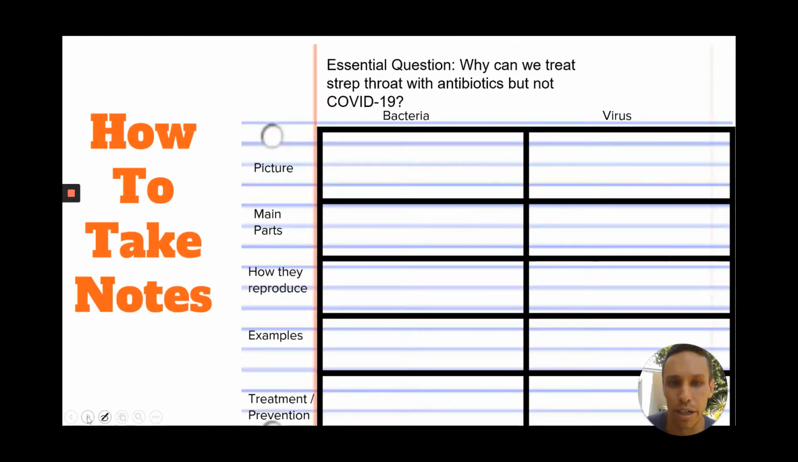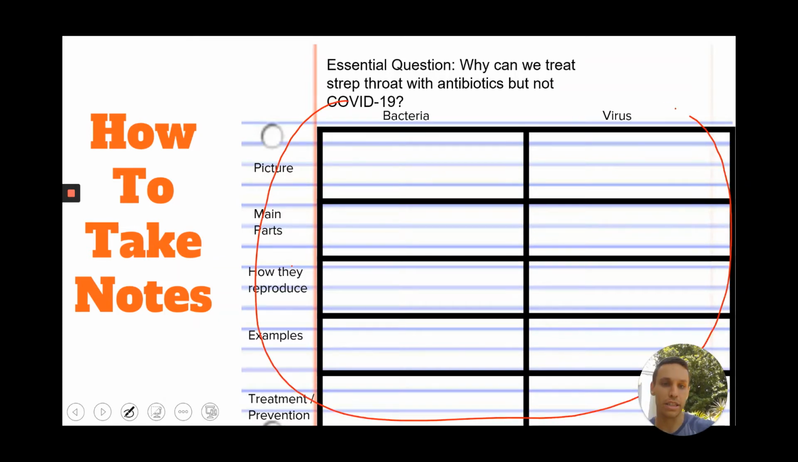All right, so in order to understand our essential question, why can we treat strep throat with antibiotics, but not COVID-19? We need to understand the differences between bacteria and a virus. Therefore, we're going to represent those differences in a chart. What I need you to do is copy the chart underneath the essential question that I just circled. When you're done, I need you to click continue.